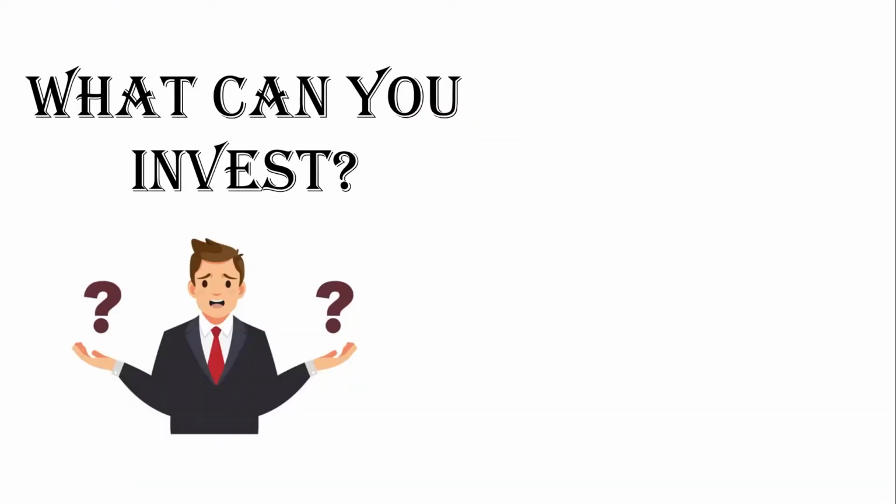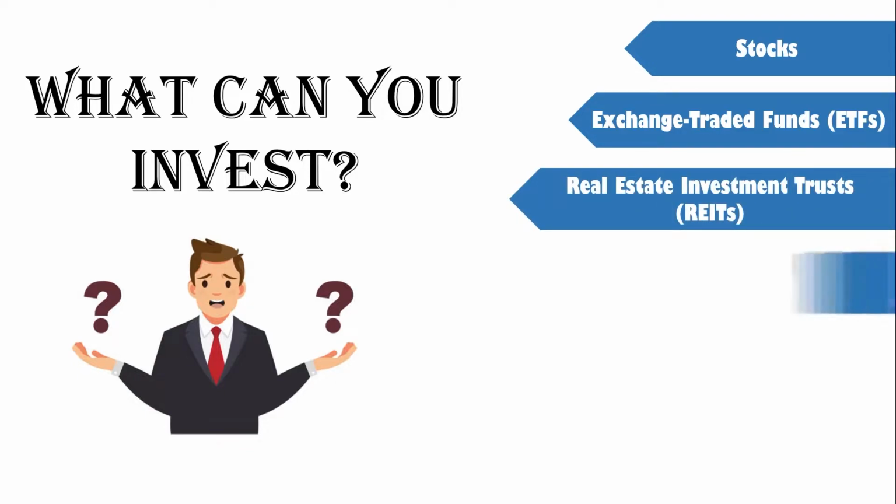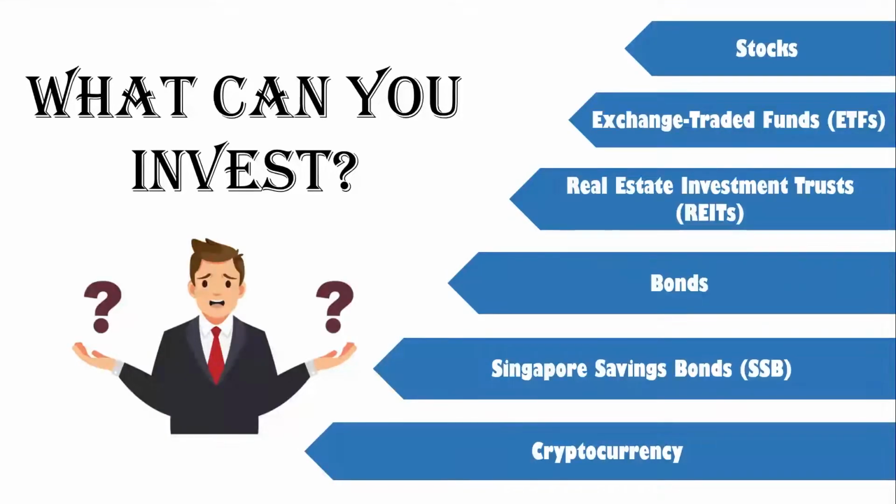Secondly, you need to understand what types of investment products are available. Each investment product has a different type of risk associated with it. As an investor, you can choose to invest in individual stocks, exchange-traded funds called ETFs, real estate investment trusts, REITs, bonds, and even government-created products such as the Singapore Savings Bonds. Last but not least, cryptocurrency is also one of the investment products out there. These are the more common ones which you may have already heard of before.